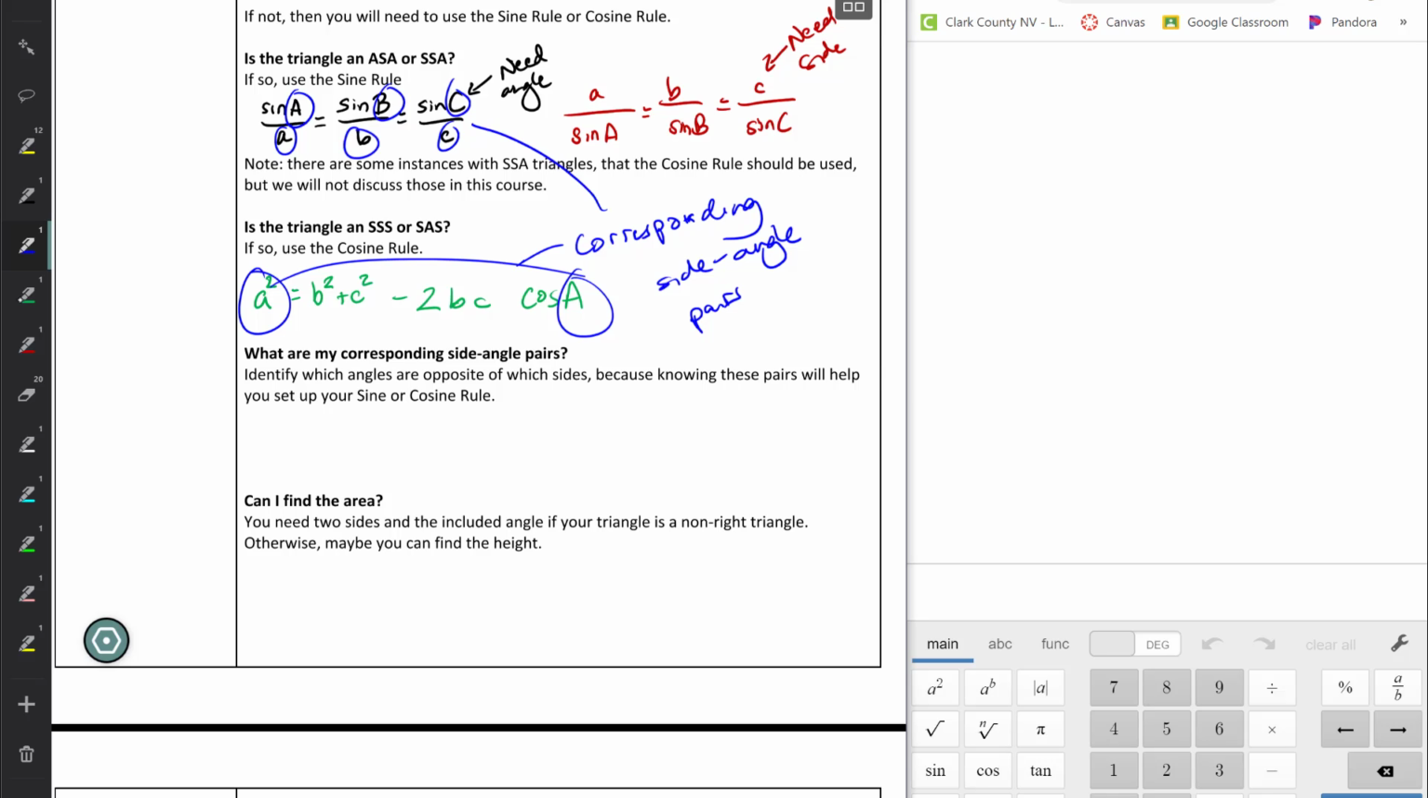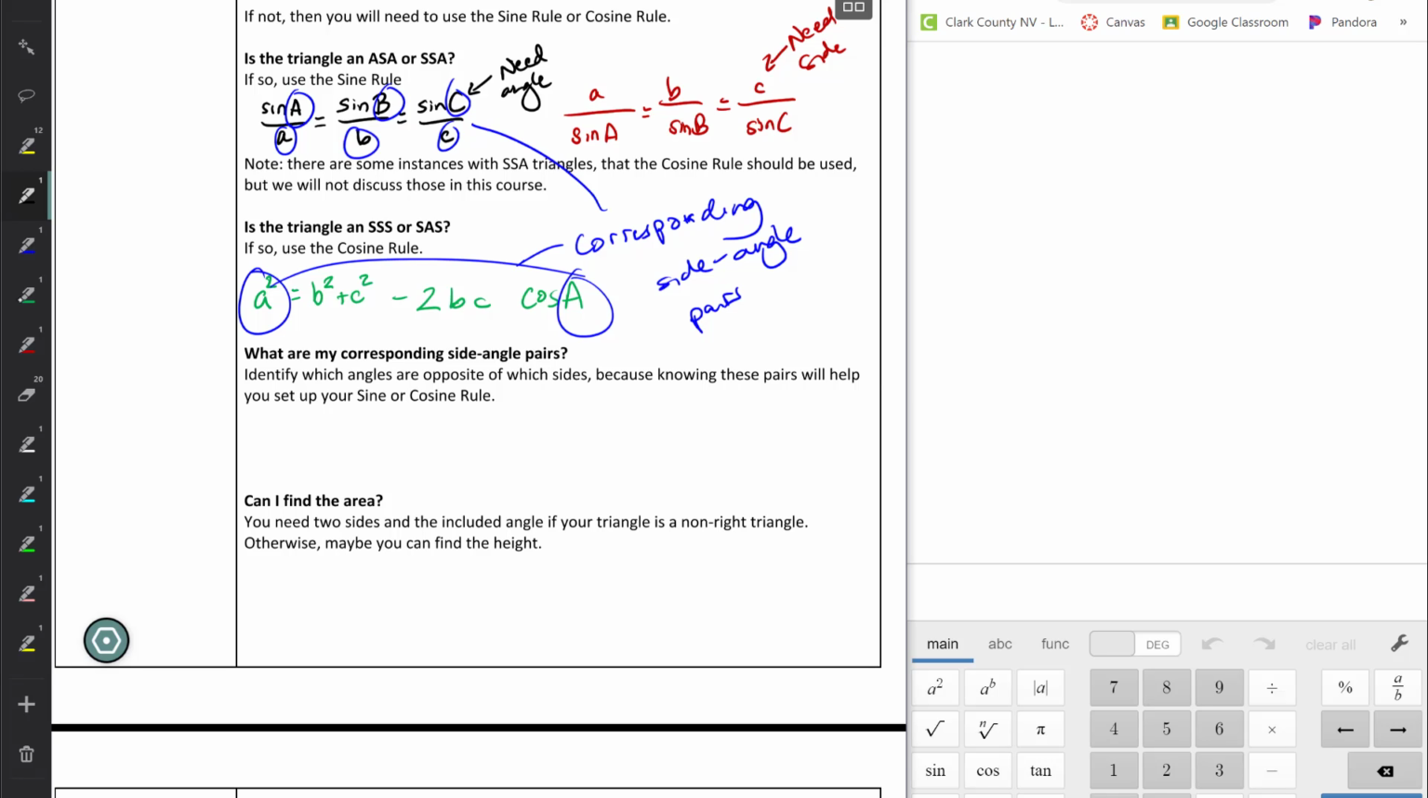So identify which angles are opposite of which sides, because knowing these pairs is going to help you set up either your sine rule or your cosine rule. And then finally, what you want to be able to do is recognize, okay, well, what am I needing in the problem? Do I need one of the sides? Do I need one of the angles? Or maybe I need the area.